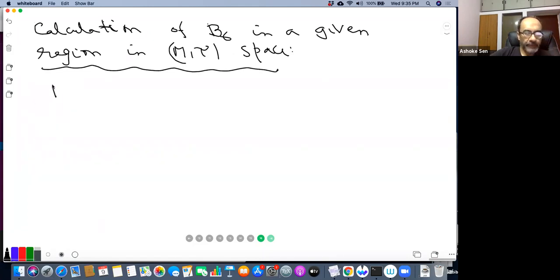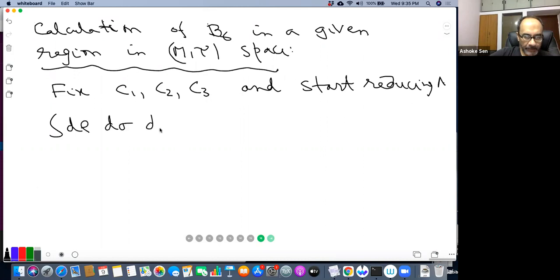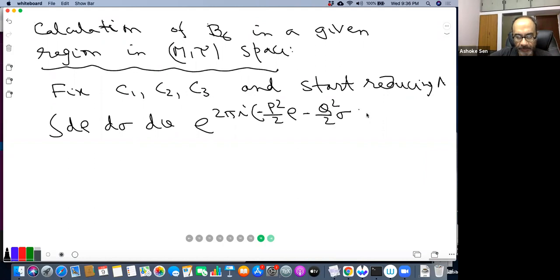Okay. So we fix our C1, C2, C3 and then start reducing lambda. Let me remind you the integral. So it has integral d rho d sigma dv e to the power 2 pi I, minus p square by 2 rho minus q square by 2 sigma minus q dot p v times a rho sigma v.